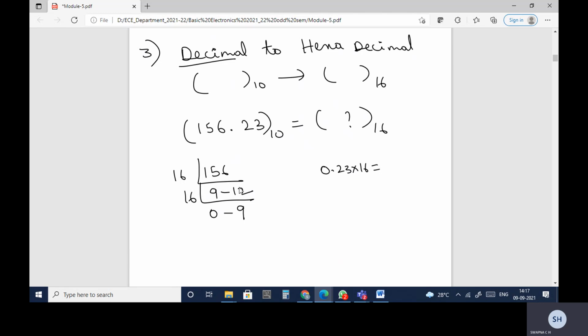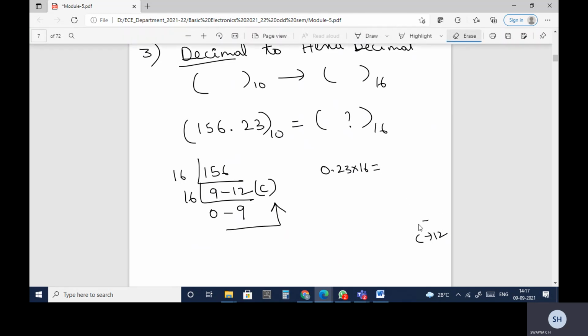But in hexadecimal you will not have 12. Instead, A is nothing but 10, B is nothing but 11, C is nothing but 12. So instead of 12 I need to write C. So this is for the integer part, and you need to write from bottom to top.